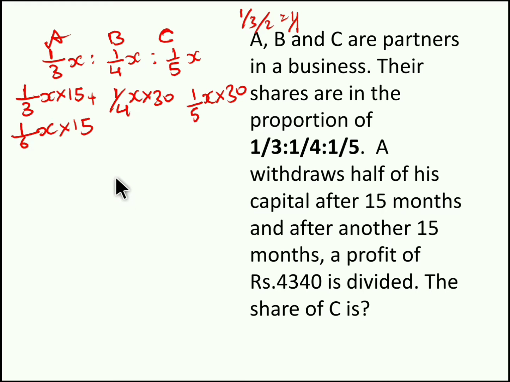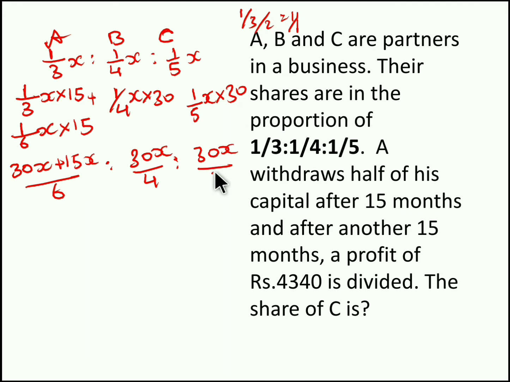Now when you solve it, you will get the investment ratio, right? So 1 by 3x into 15 plus 1 by 6x into 15. So when you solve it, you get 30x. You mean when you take LCM of 1 by 3, you will get 2 by 6. So 2 by 6, so 2 into 15, it's 30x. 30x plus 15x by 6 is to 30x by 4 is to 30x by 5.